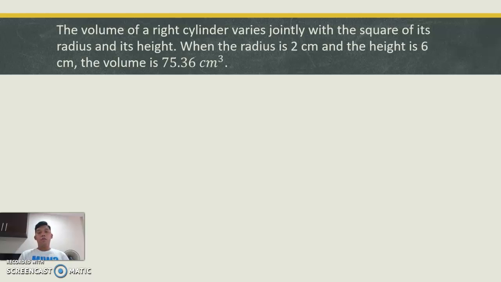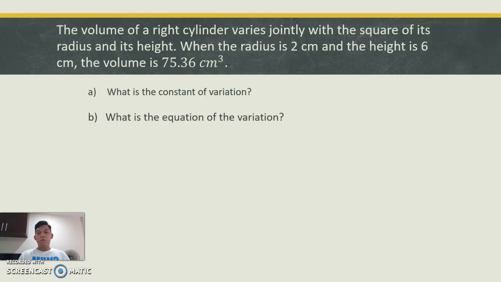Now, the first questions would most likely be the basic ones. What is the constant of variation? What is the equation of the variation? And what is the volume if the radius is 3 cm and the height is 5 cm? First things first, we always translate the variation statement to a variation equation. So, the volume V varies jointly as the square of its radius and its height. So V equals k r squared h.